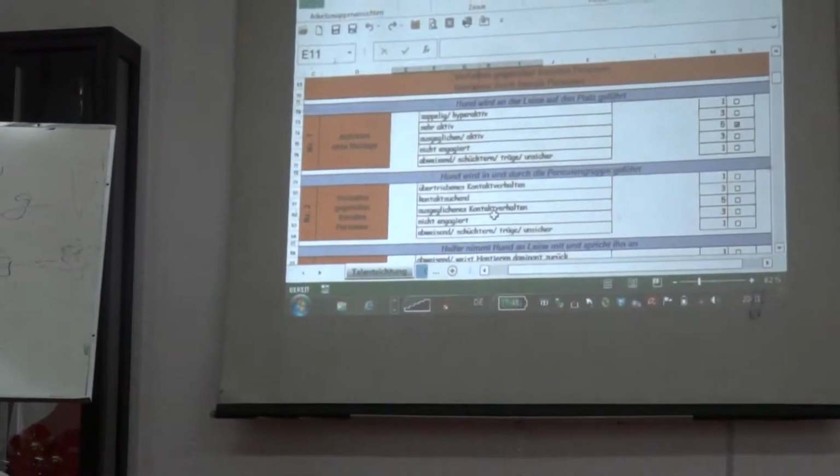Okay, next exercise. He goes into the group. Is there a balanced contact behavior? Or is he shy? Or is he hyperactive? Who is for middle 5? Is he seeking contact? Seeking contact. Okay, so we have here middle 5.